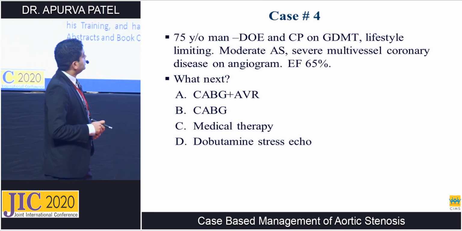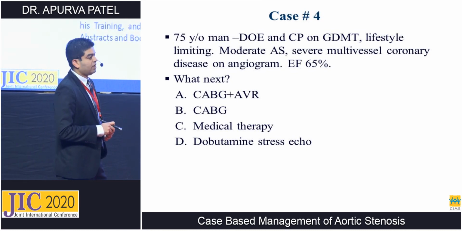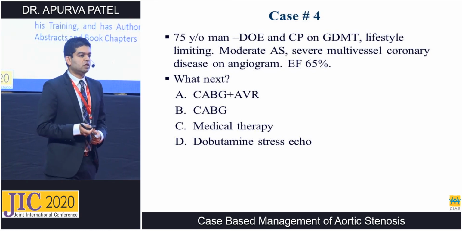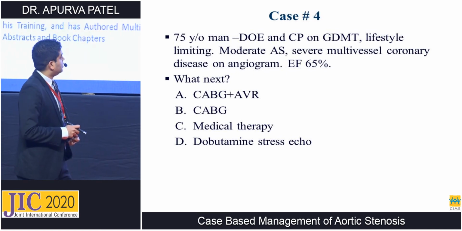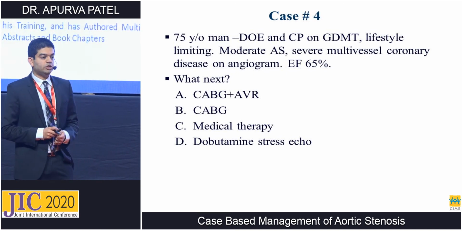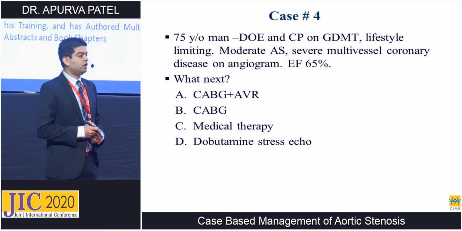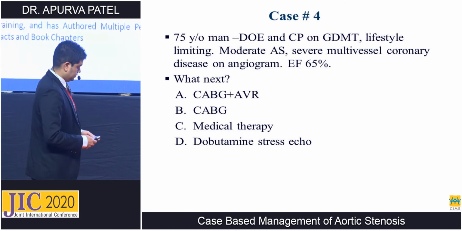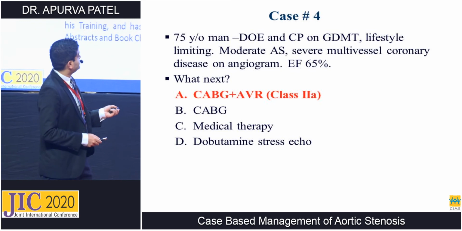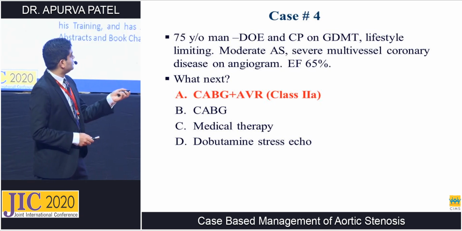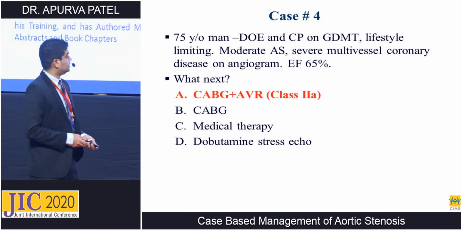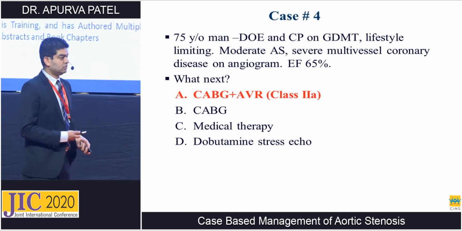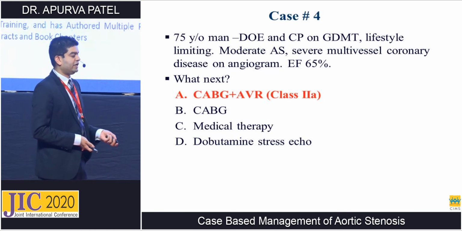75-year-old man, dyspnea on exertion, chest pain, moderate AS with severe multi-vessel disease on angiogram, EF of 65%. This is a common question asked by the surgeons. What to do? Would you just do CABG and leave the aortic stenosis alone, or do you treat the aortic stenosis because you're already there? What do you do? A. Okay. So that's a class 2A indication for CABG and AVR. In a patient scenario like this, PCI would not be a viable option, because you do not treat moderate AS patients with TAVR.